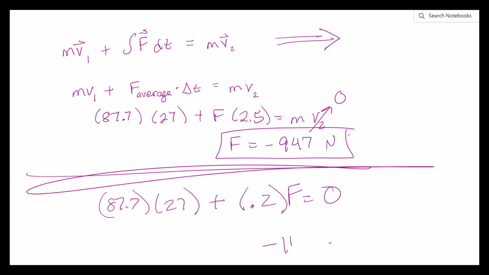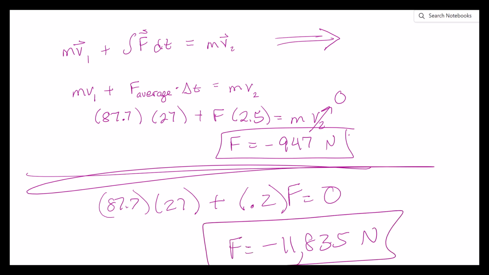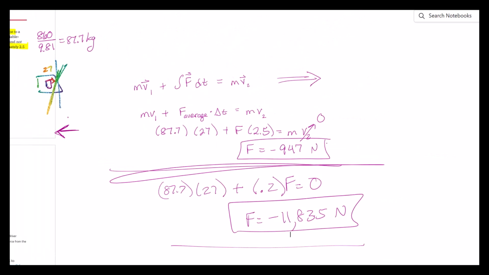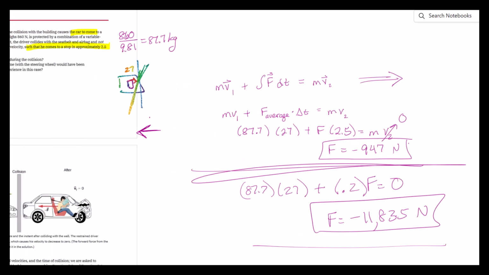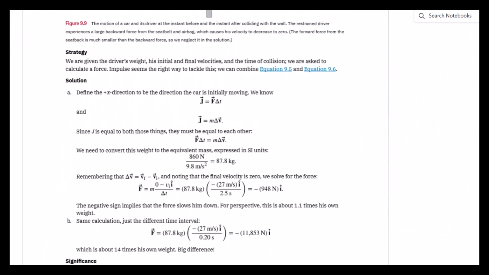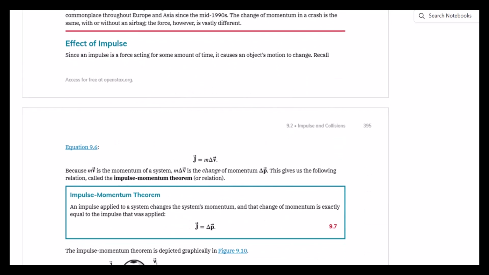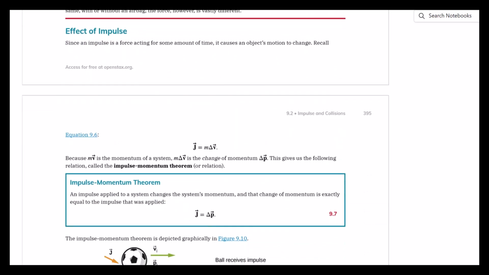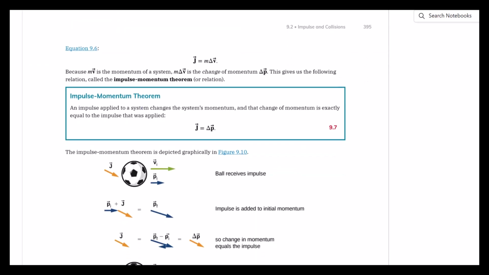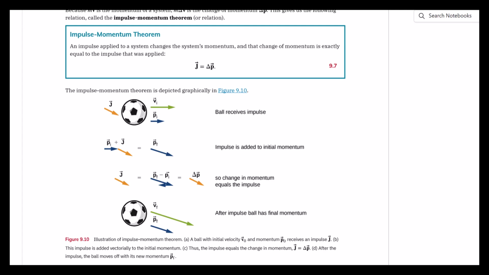So 11,835 really newtons. So you can see the difference in the force that you experience as a passenger not wearing your seatbelt, because it's all about increasing the amount of time that it takes for you to go through that impact. Like, you're gonna have to change your velocity to 0 pretty quickly, but even changing it from like 1/10 of a second to 2 seconds can be life-saving. And I think that's kind of the point of the problem, which is kind of cool. Like, now you can actually do math to show that seatbelts are important. Okay, so there you go.